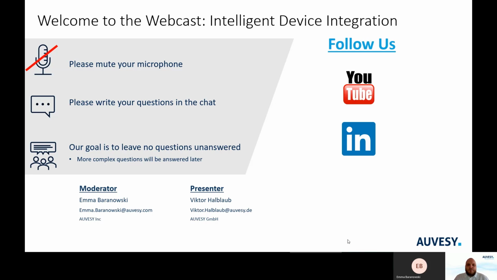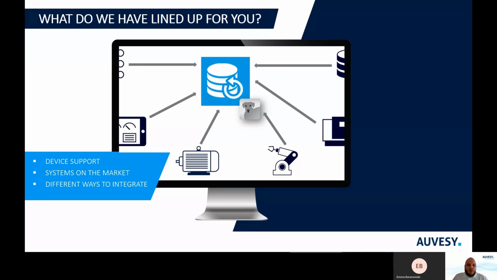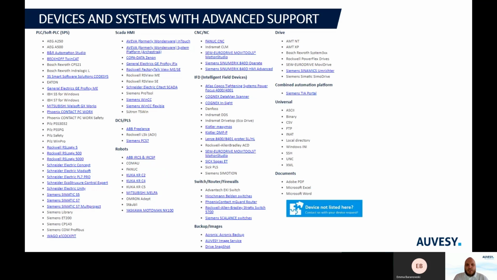So first of all, I would start with some general device support, or with the devices we already support. Then I would like to talk about the systems on the market and then the different ways how to integrate them into versiondog. So that's a huge list. This is all the devices we already support with upload and comparison already inside versiondog.